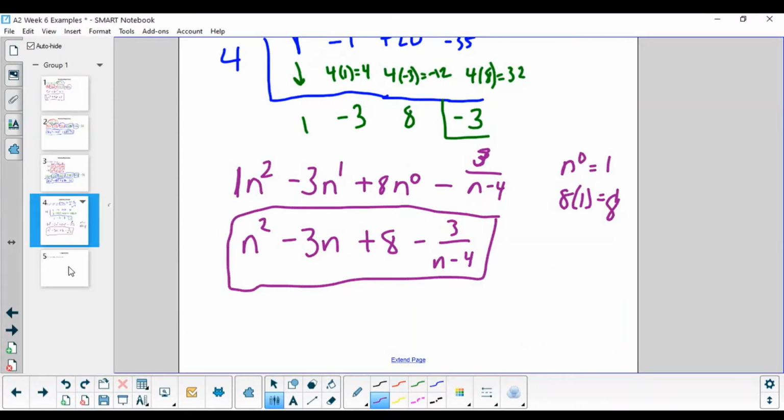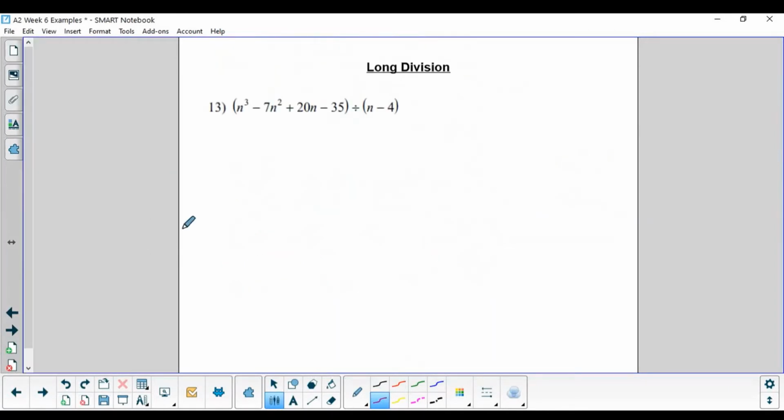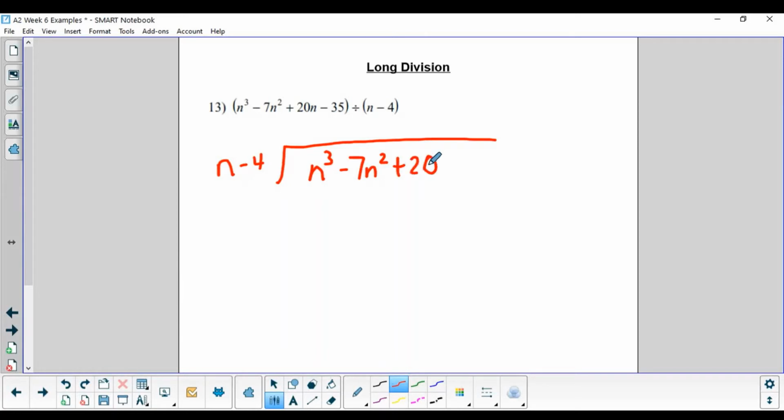So now let me show you how to do the same problem, number 13, using long division. So I got n cubed minus 7n squared plus 20n minus 35 divided by n minus 4. So remember, the n minus 4 comes out in front, what you're dividing by comes out front, and then everything else comes inside. So that will be n cubed minus 7n squared plus 20n minus 35.